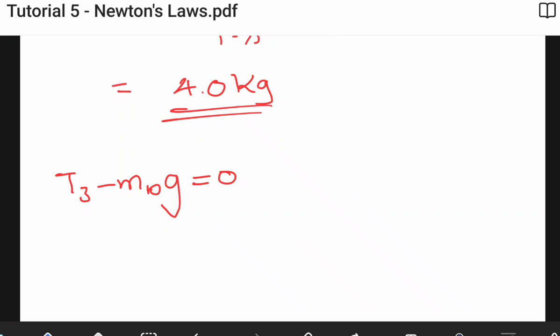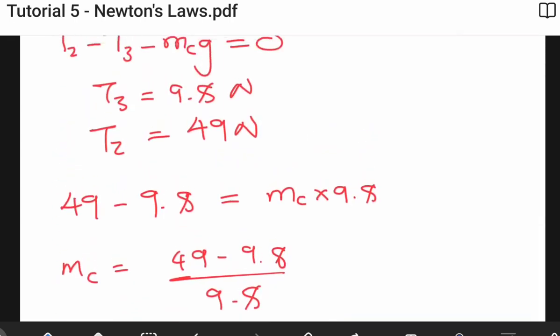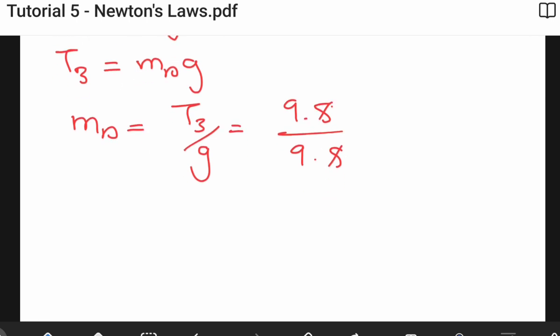So this is what we have. We take MD to the other side, so we have this is equal to MD with G here, make D subject, MD I mean, so we have MD is equal to T3 over G. Make the substitution. T3 is 9.8, so we get 9.8 divided by G, which is 9.8, so you get MD as 1.0 kgs. So this is how you work out this question.